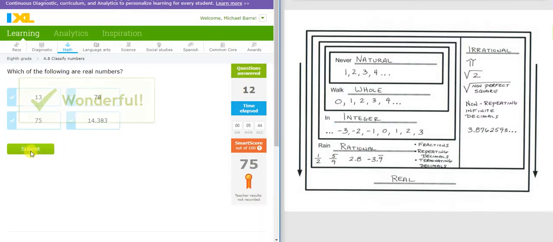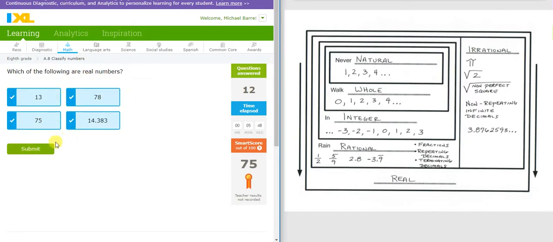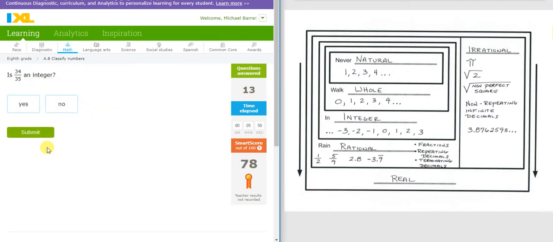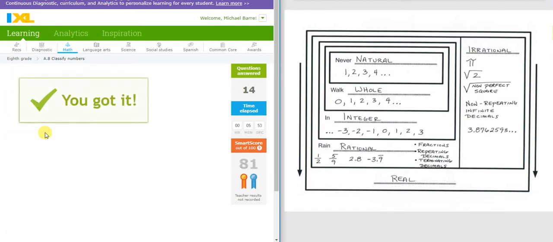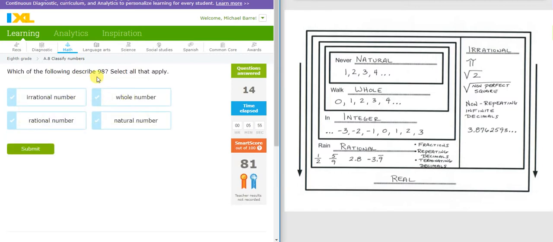Submit. There we go. Real numbers. Everything's a real number. They're all real. Is it an integer? No, it's a rational. 98 is natural, whole, rational, not irrational.